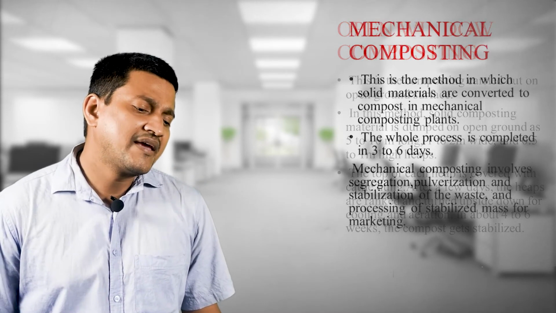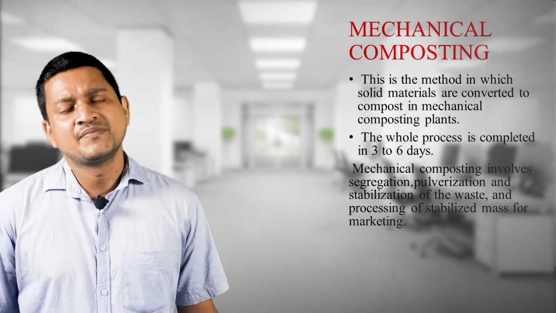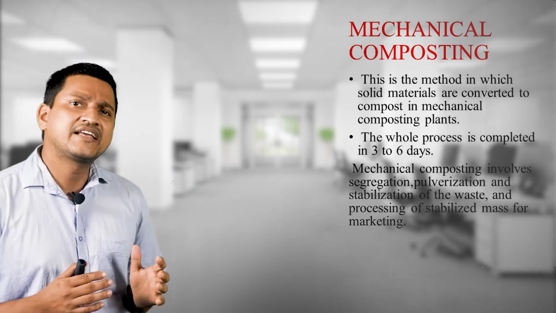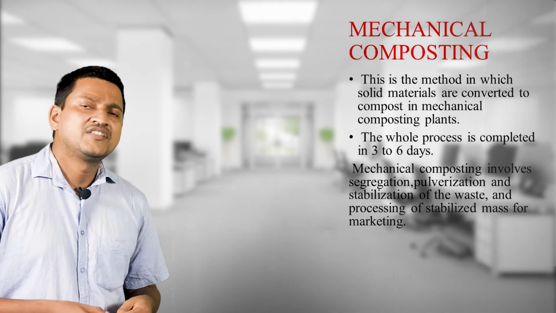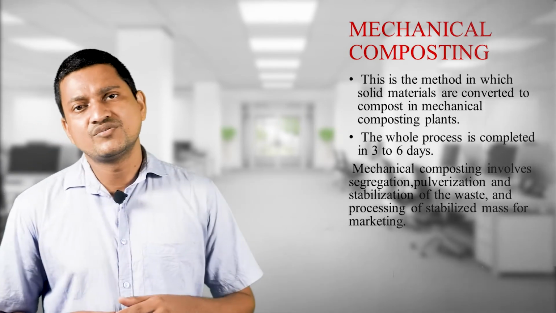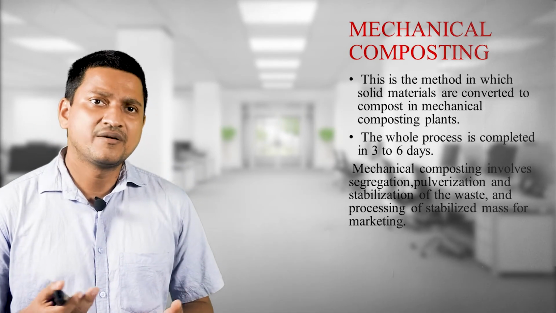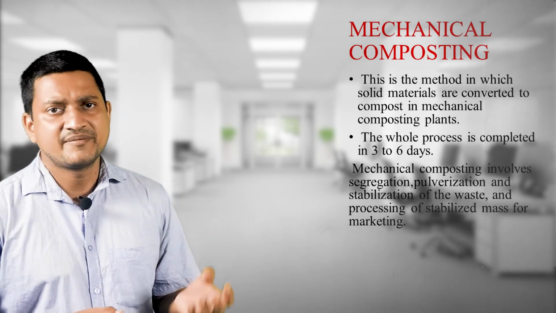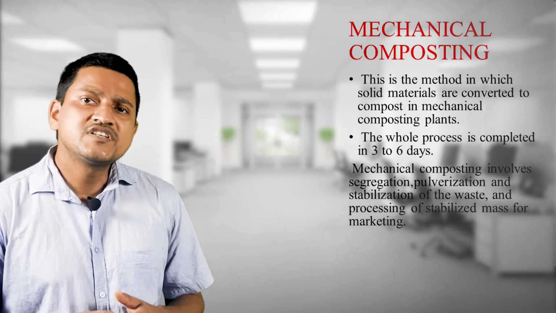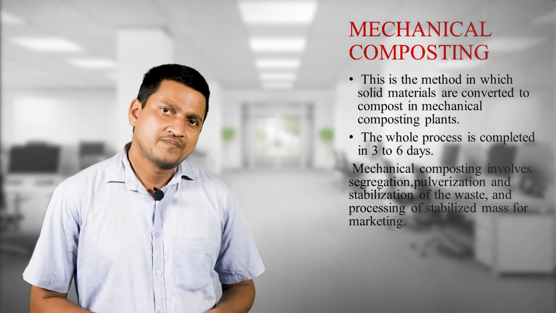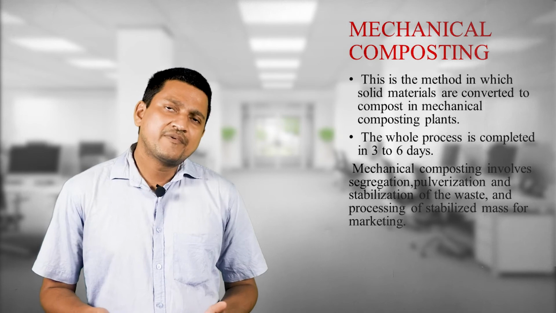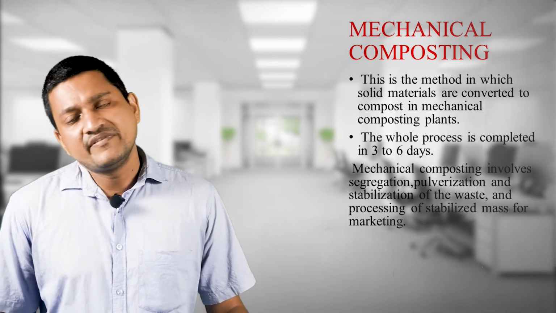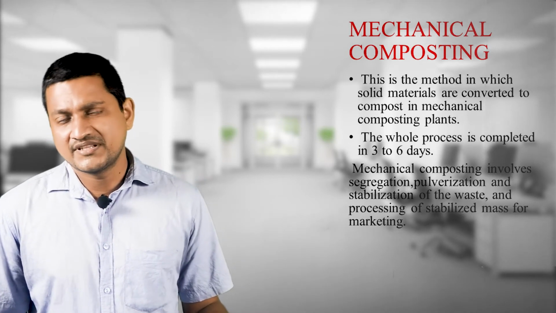Then the third one is mechanical composting. This is a method in which solid materials are converted to compost in mechanical composting plants. The whole process is completed in 3 to 6 days. That's the advantage of mechanical composting. Mechanical composting involves segregation, pulverization and stabilization of waste and processing of the stabilized mass for marketing. It's an advanced type of composting technique. The trench method and open window method have some drawbacks.